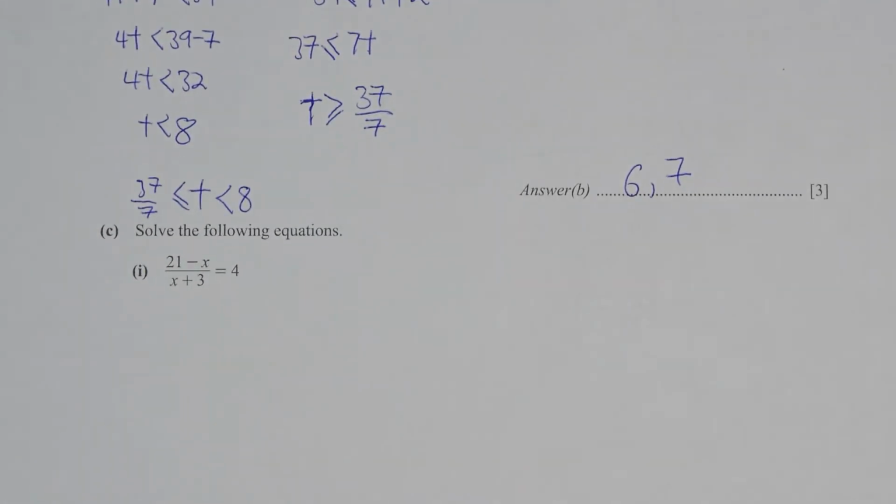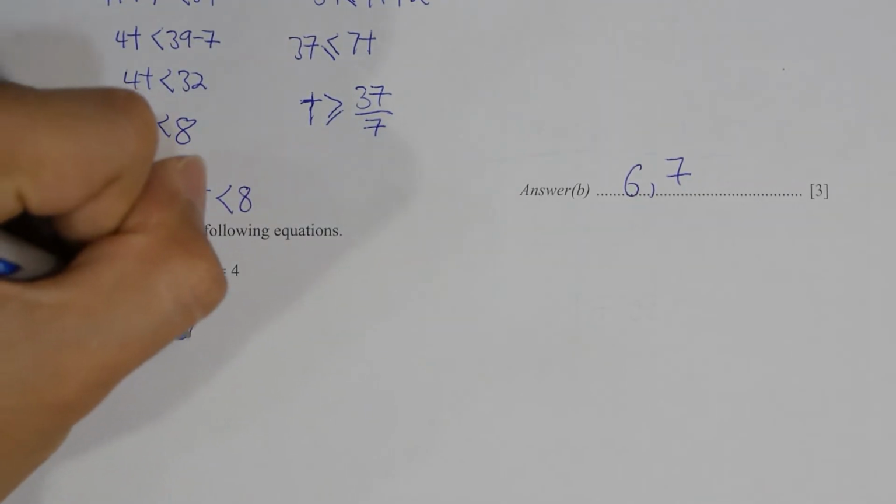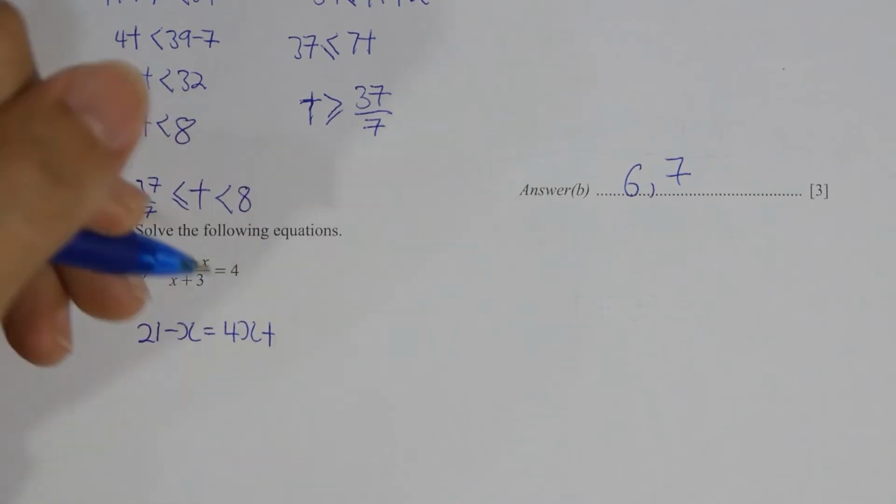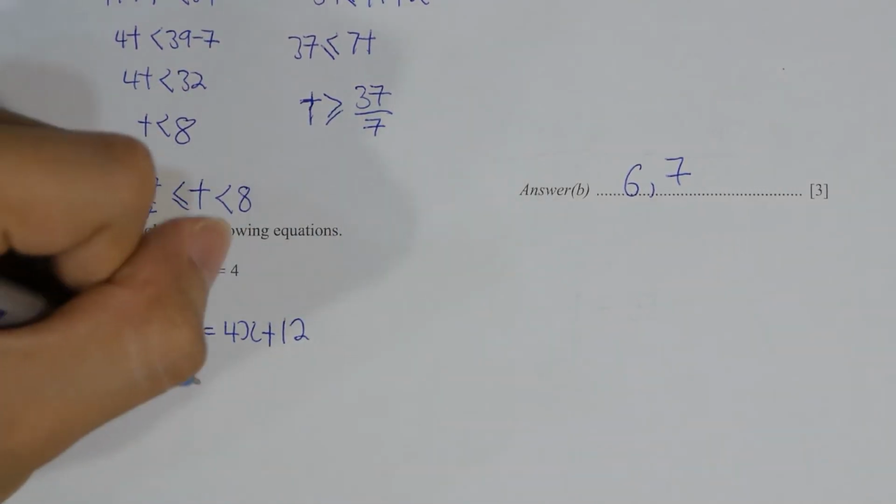Question C, straightforward. Cross multiply them, okay, then we're able to get X value as 1.8.